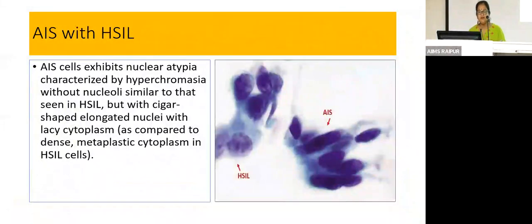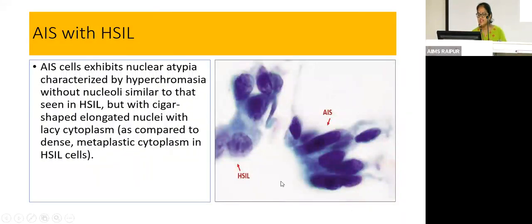But you must remember 50% of glandular lesions have a coexisting squamous intraepithelial lesion. So just because we found a glandular lesion, don't forget the squamous cells. Just because we found a squamous lesion, don't forget the glandular cells. So this is an example of adenocarcinoma in situ with high-grade squamous intraepithelial lesion. And this will help you in distinguishing between atypical squamous and atypical glandular cells.